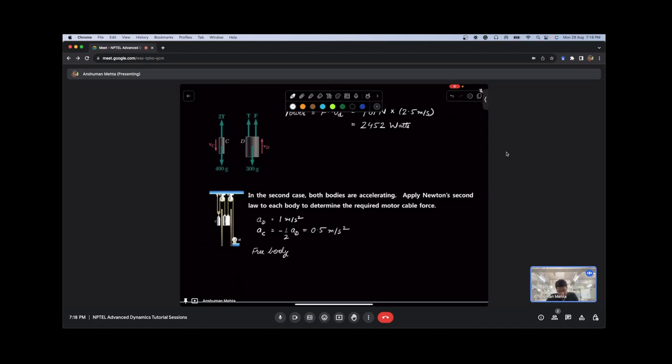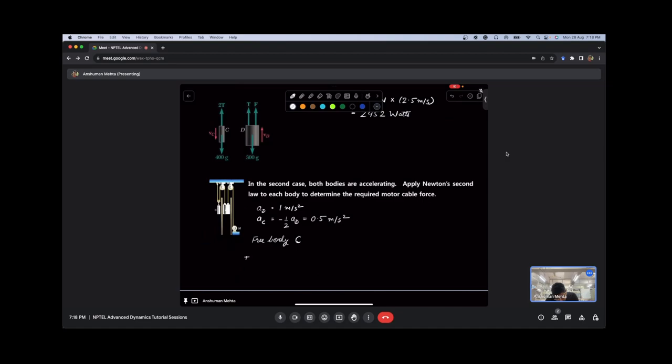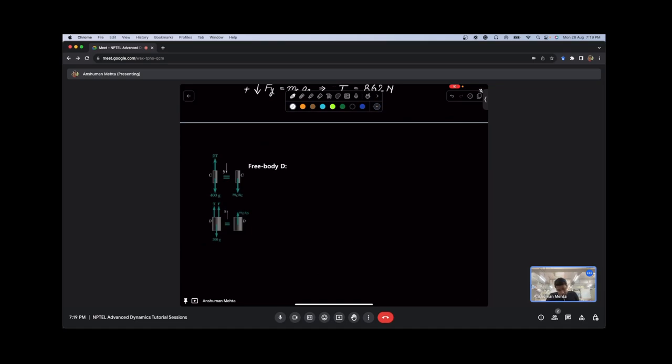Now in the second case, we are drawing the free body diagram at point C. From this, the tension comes out to be 862 newtons. So once F is found out, we can find the power.